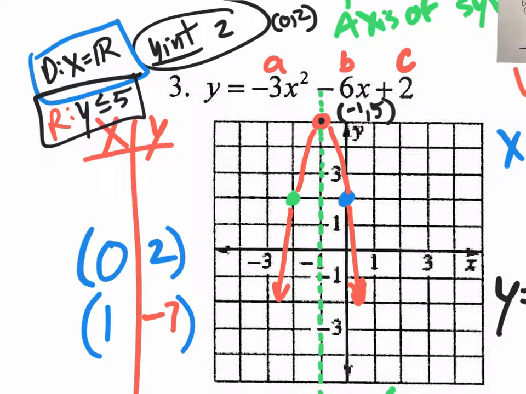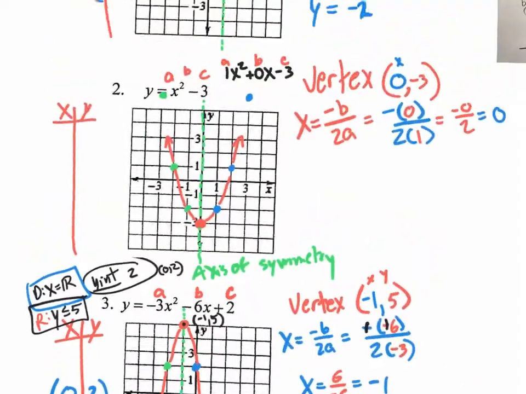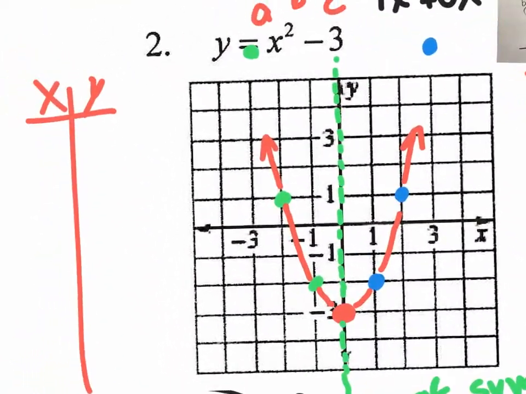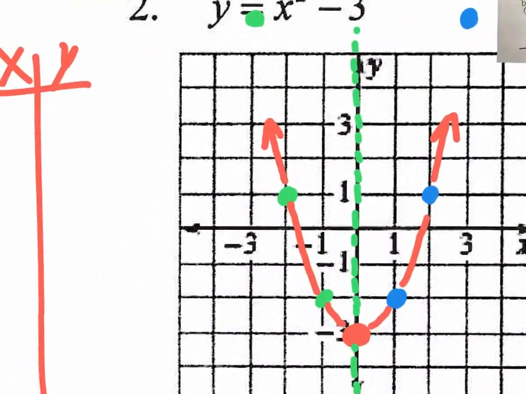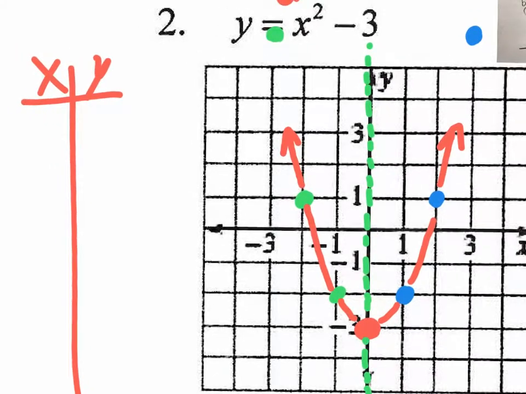Should we try one more on the range? Might as well, right? All right, how about this guy? Number 2. I'm not even looking at the equation. All right, I'll look at the equation. So let's just state a couple of facts here. The domain is what? X equals, come on people, domain? All real numbers. X equals all real numbers.